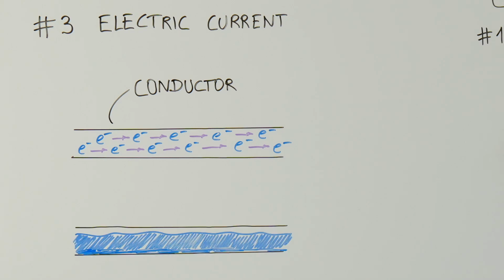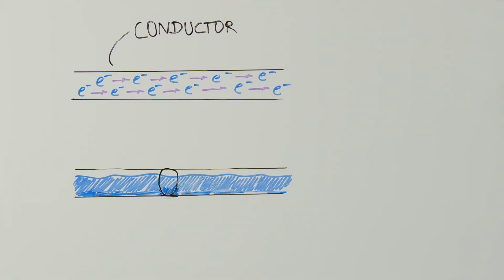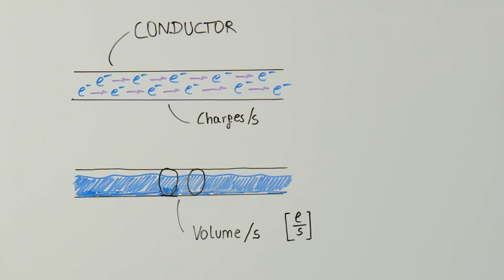We can compare electric current with the flow rate of a water pipe. The flow rate in a water pipe gives the volume of water that passes through a water pipe per second and is specified in liters per second. Similarly, electric current gives the number of charges that pass through a conductor in 1 second. The electric current is stated in the unit ampere.